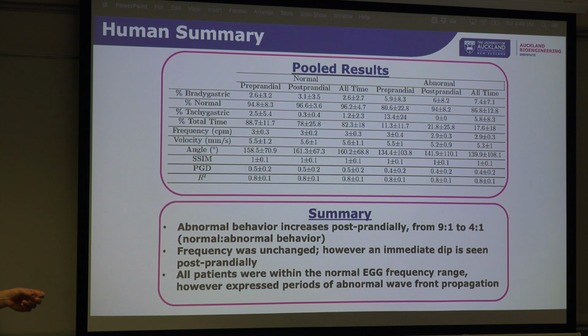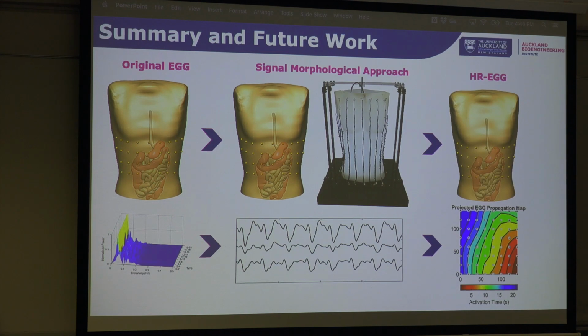And so what we need to do now is expand this into people with functional disorders and actually see if that ratio is different. Can we see these same kind of patterns and behaviors in abnormal patients? And so that brings us into the summary of the future work.